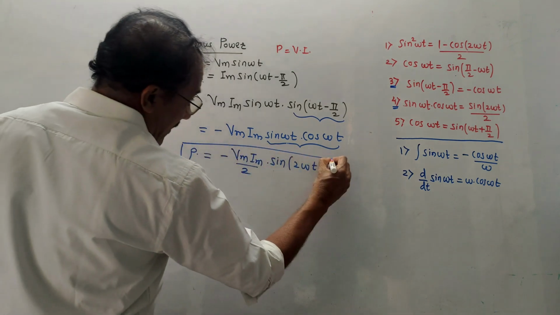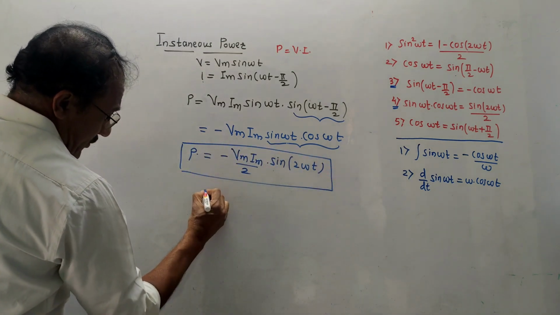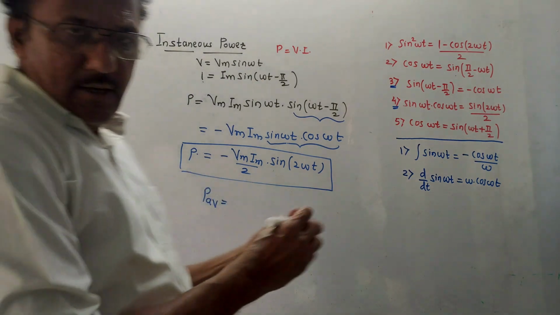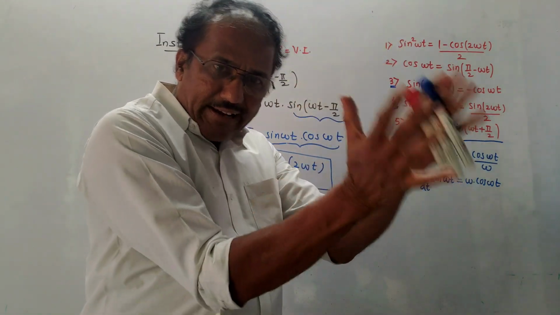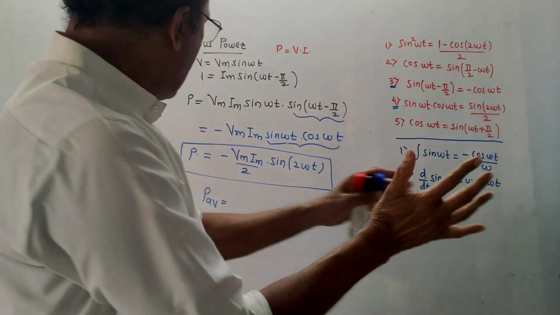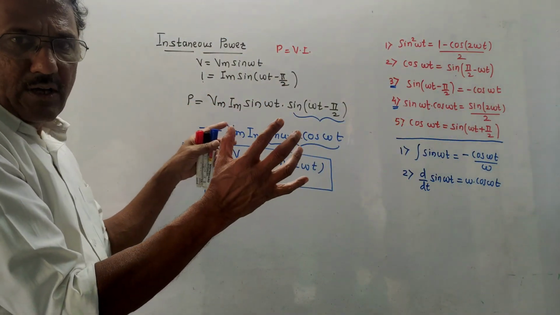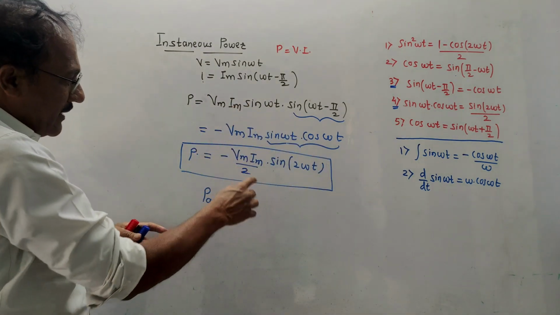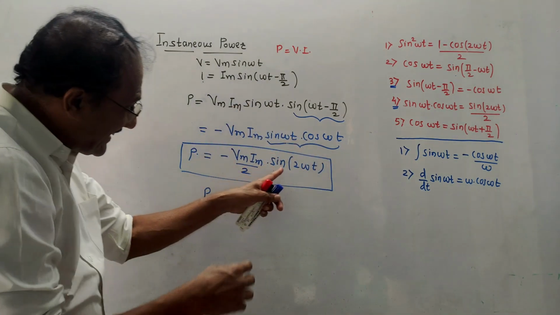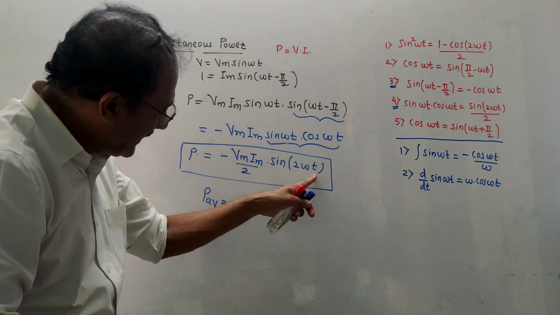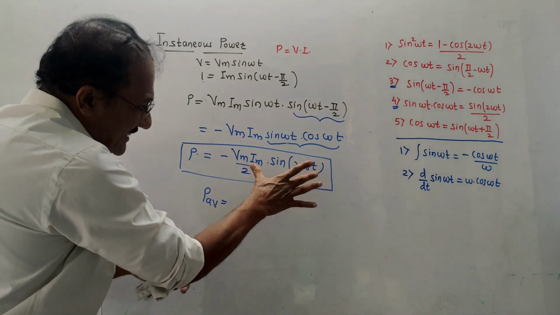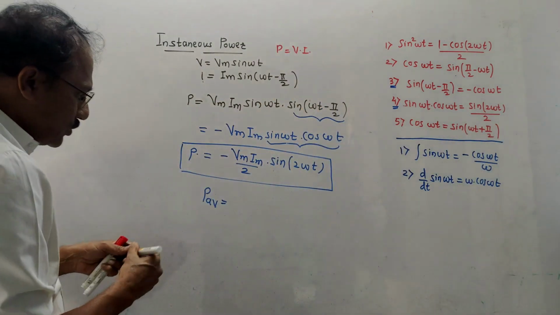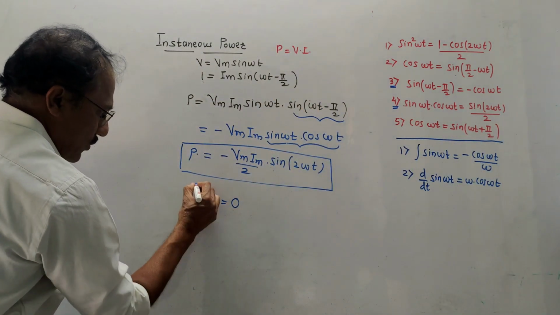Now what about average power? Stick to the basics. Like the last derivation, whatever term you get as a constant term in the instantaneous power, from that we derive the expression of average power. There is only one term and it contains sin 2 omega t. There is no constant term. This is a time varying or fluctuating term. So average power is 0.